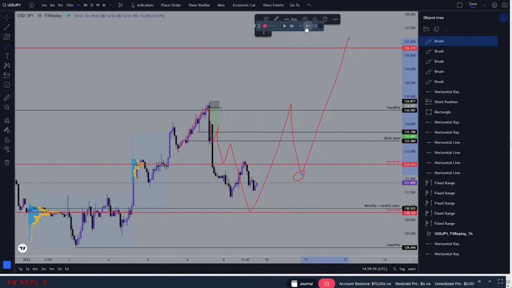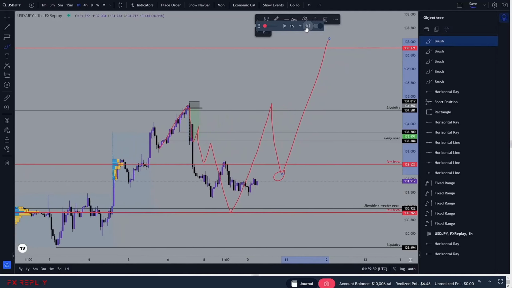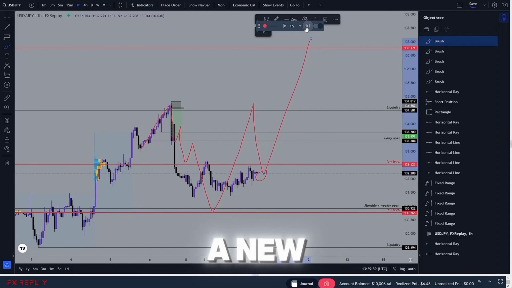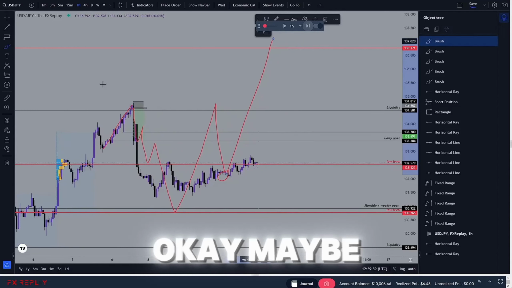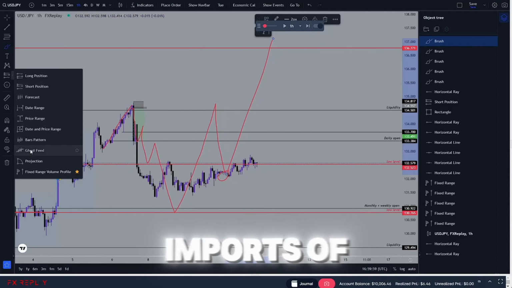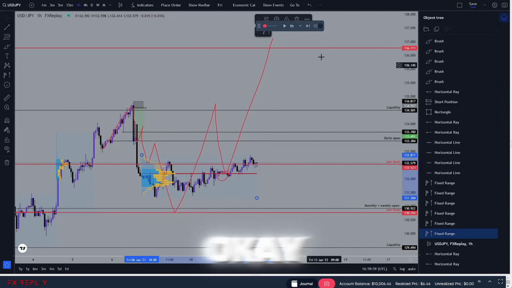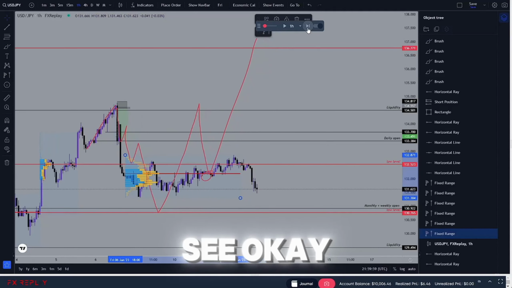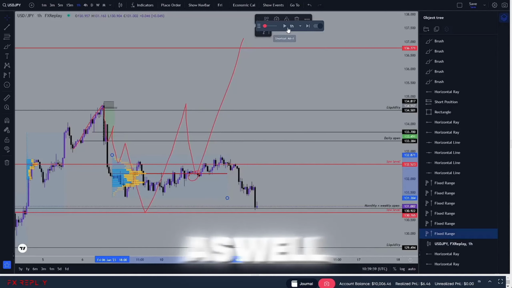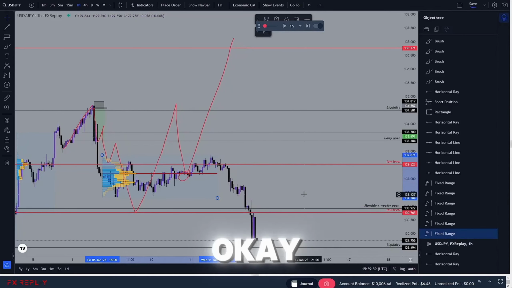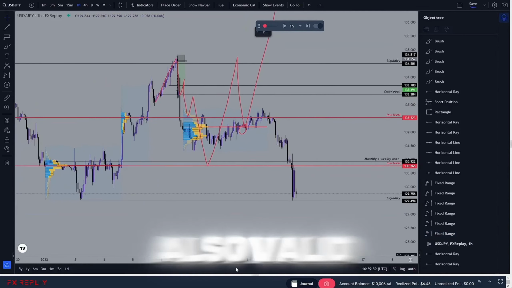let's see. It's making a new volume area right there, by the way. Maybe it makes impulsive move from that. Let's see. Okay, it goes down. Retracement, you could have caught this trade as well. Goes down to this volume area. The volume, okay, it's going through this, which is also valid.